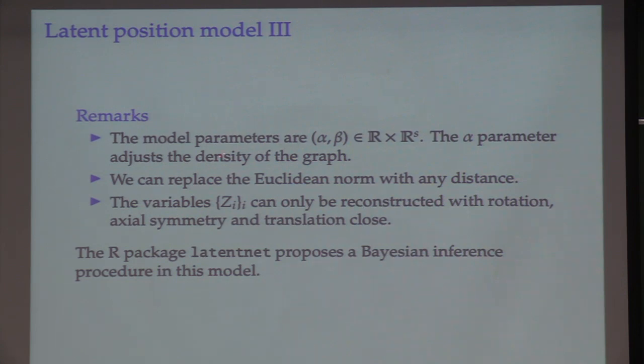The model parameters here are alpha and beta. The alpha parameter adjusts for the density of the graph. We can replace the Euclidean norm with any distance, but it doesn't change many things. The variable Zi can only be reconstructed up to rotation, axial symmetry, and translation.